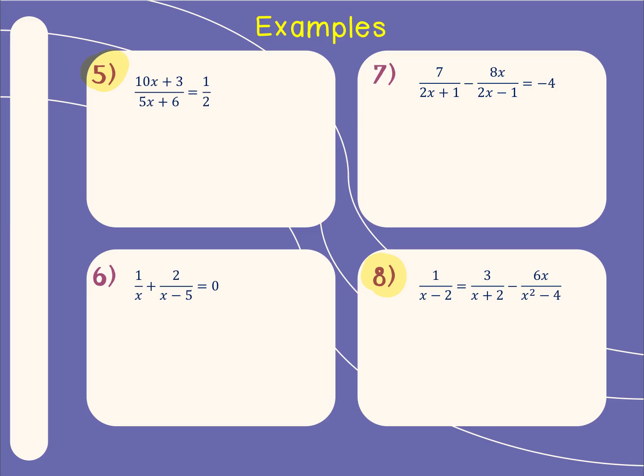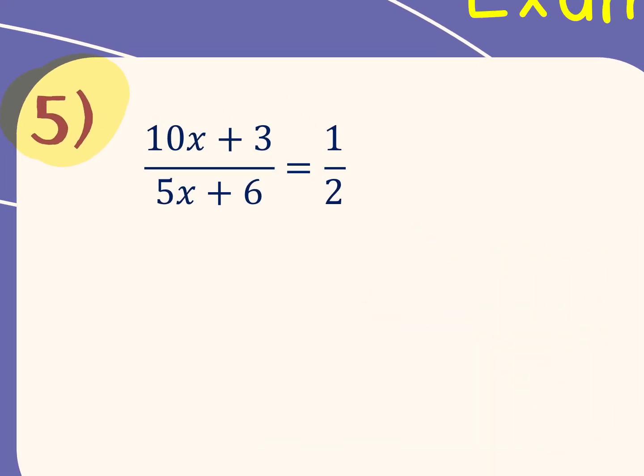All right, let's move along. Let's do number 5. All right, this one's a little different. Put a little star by this one. I wanted to do this example because it's different from all the other ones. What do you notice about this one? There's one fraction on the left-hand side, and there's one fraction on the other side, right?